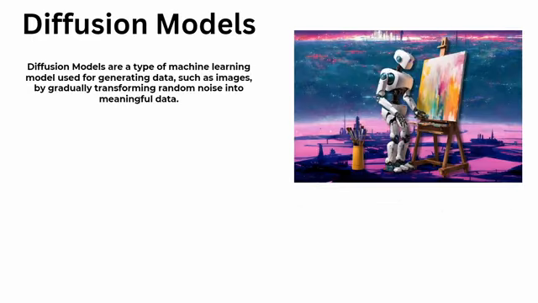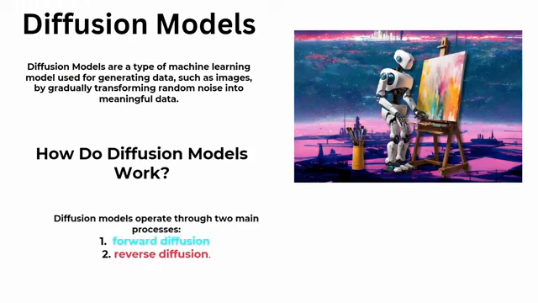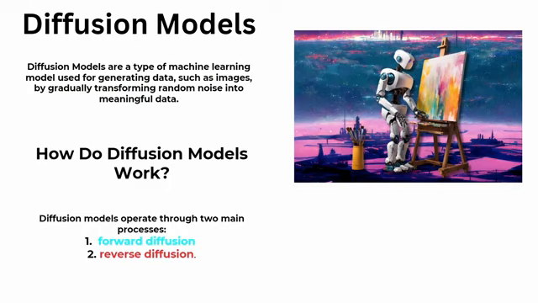Next we have the diffusion model. What exactly is the diffusion model? In simple terms, it first adds noise to the image, and then we do the denoising. That is the step it learns. So how does it exactly work, we will see. A diffusion model operates through two main processes. First is the forward diffusion, and the next is the reverse diffusion.